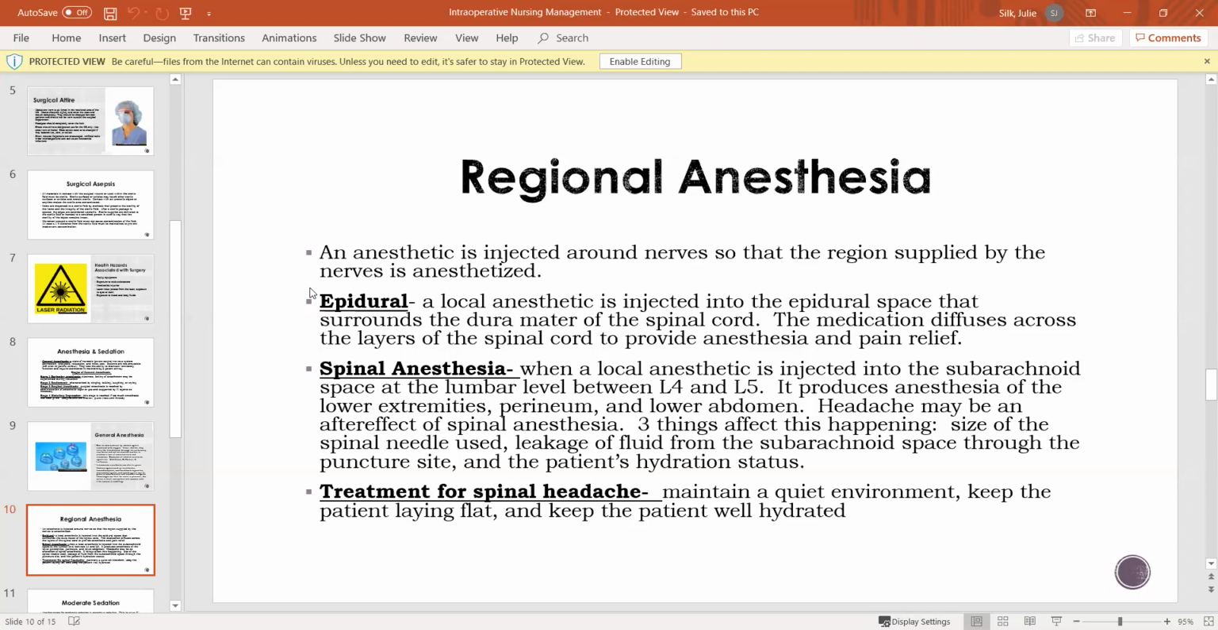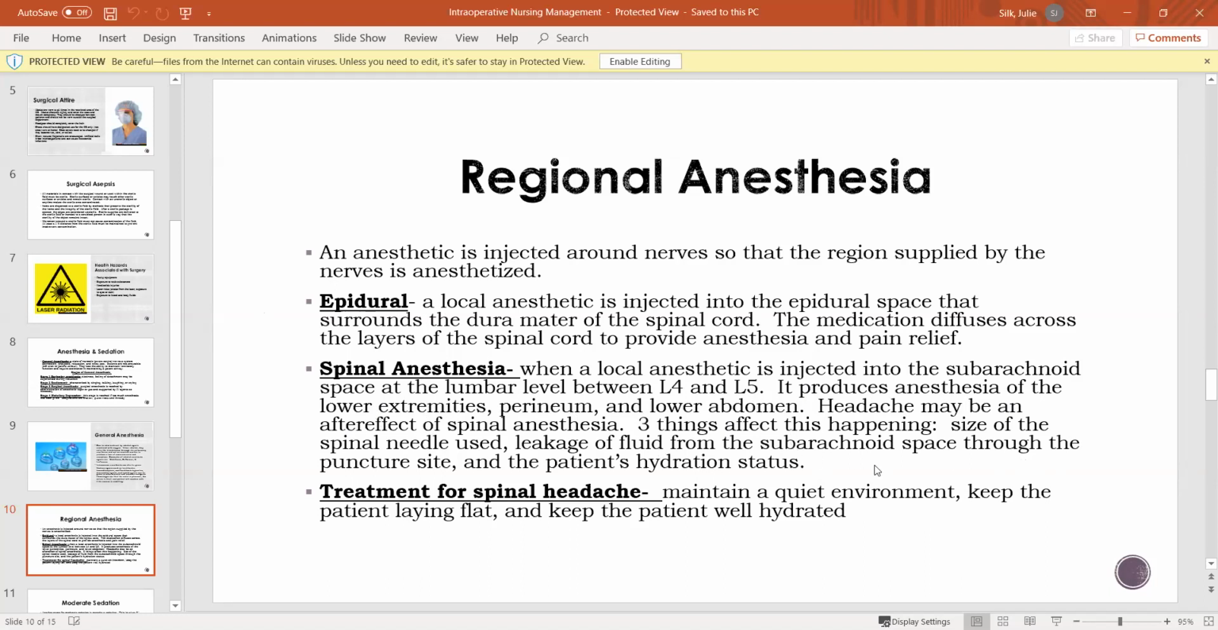I liked it. And then with spinals, again, the same type of thing. It's really done the same way, but it's just different where they put it. So with a spinal, the local anesthetic is injected into the subarachnoid space at your lumbar level between L4 and L5. So it produces anesthesia of your lower extremities, your perineum, and your lower abdomen. So sometimes people will get a headache from any of this stuff. So like epidural or spinal, you can get a headache.